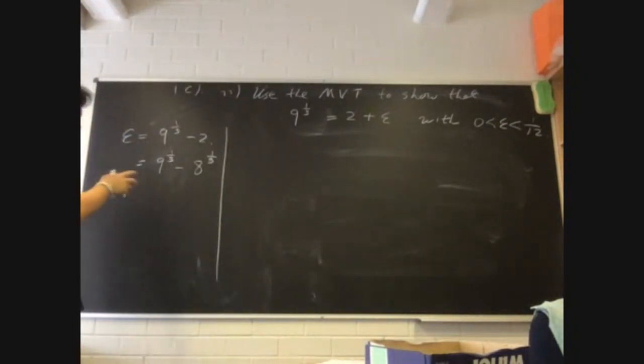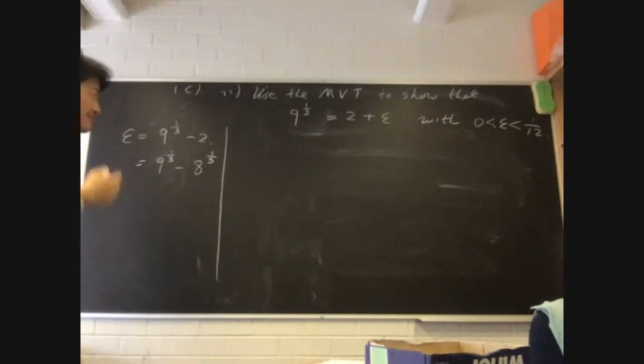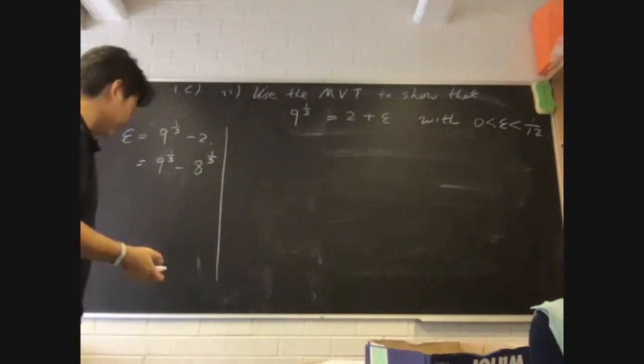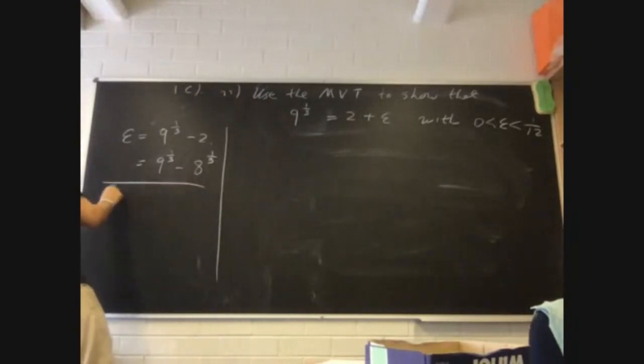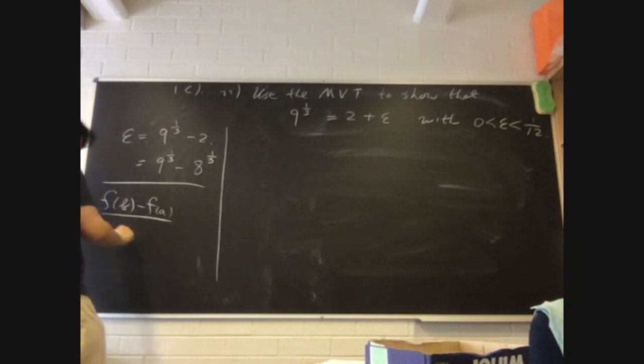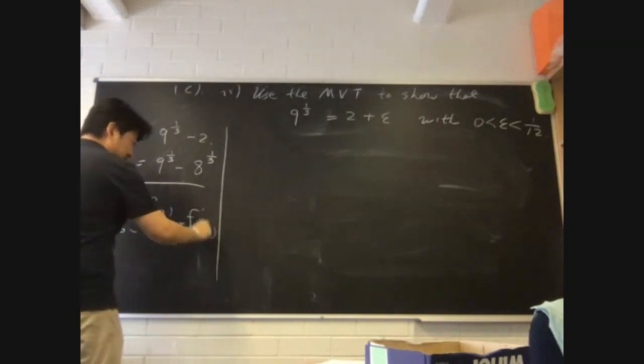So epsilon is the difference between the cube root of 9 and the cube root of 8. Why is the mean-value theorem relevant? If we recall, the most important part of the mean-value theorem is that f(b) minus f(a) over b minus a equals something: f prime of c.